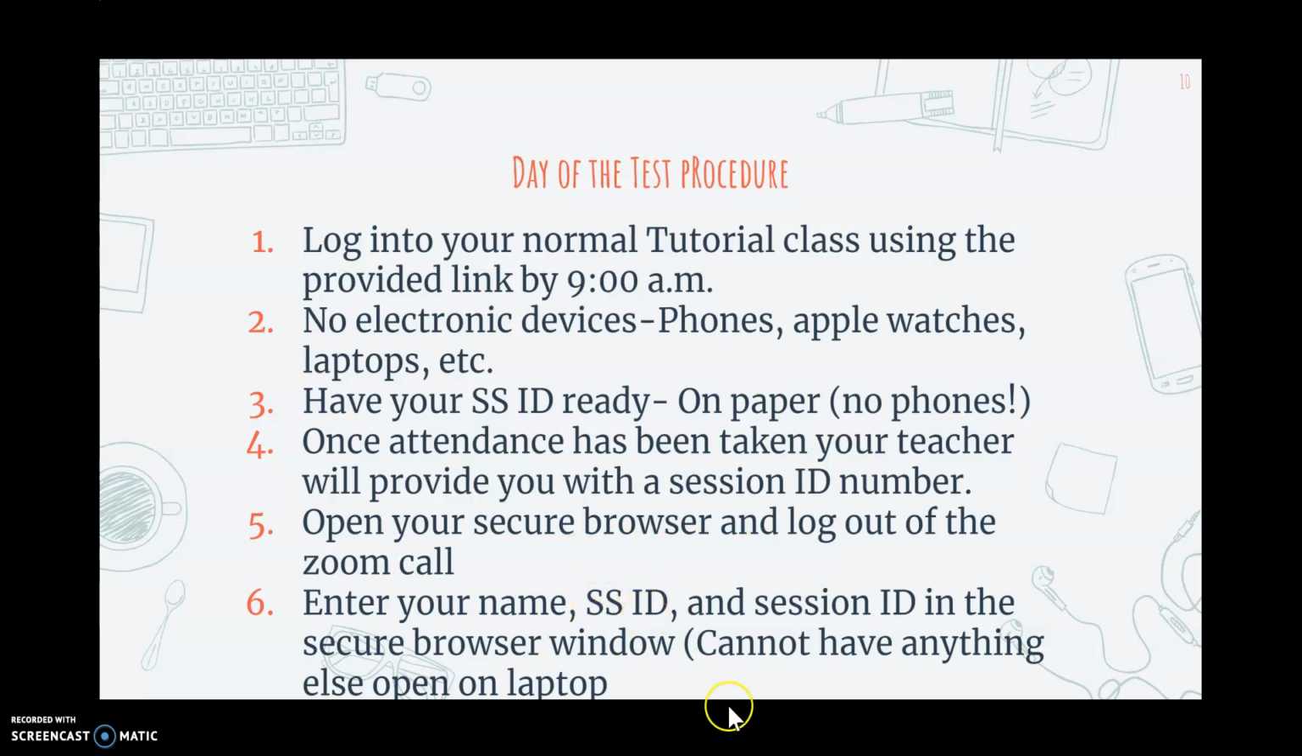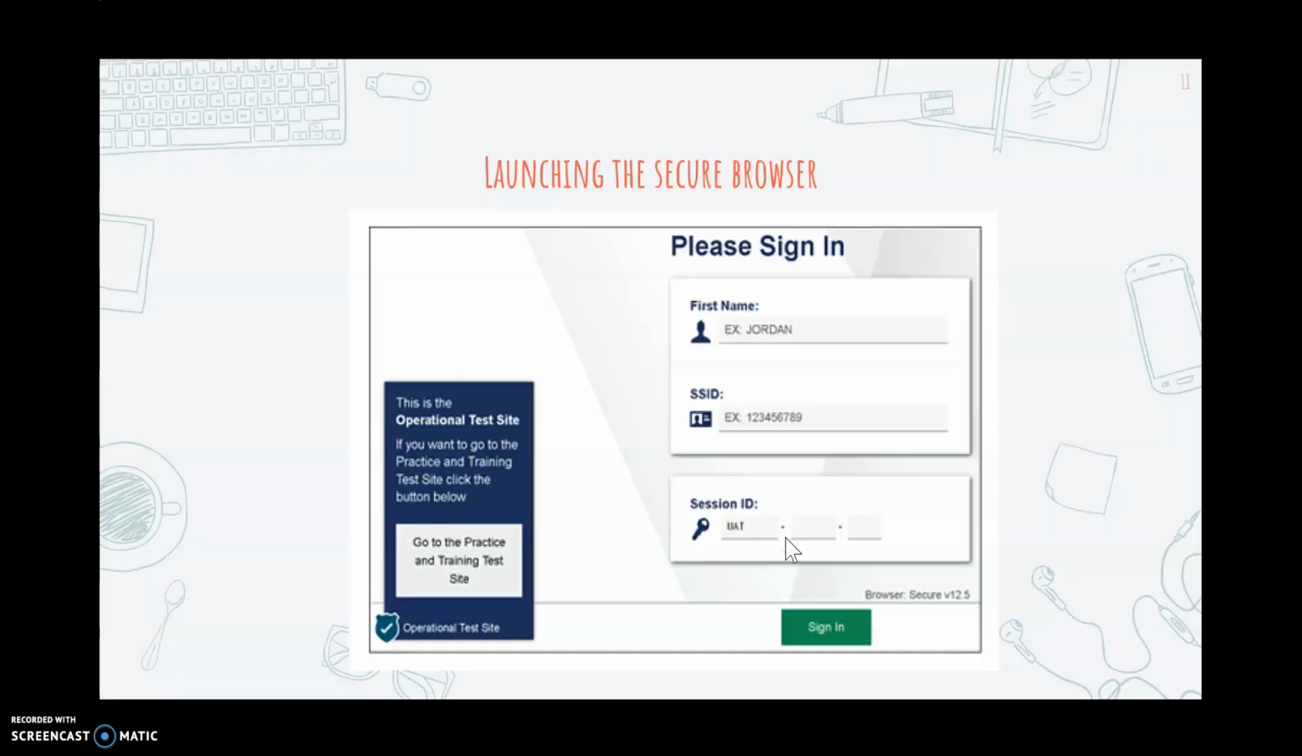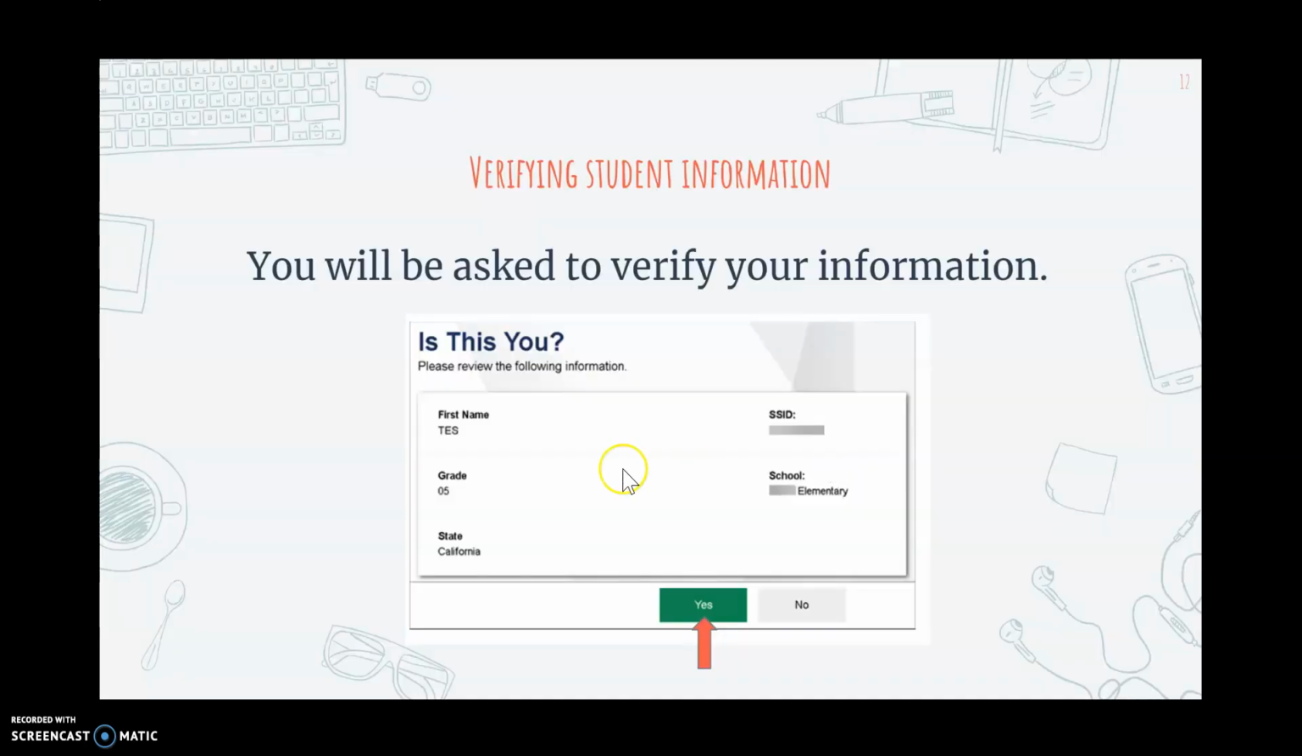And then you would enter your SSID number, and then the teacher will give you a session ID number for that portion of the test, and you'll use that to log in. Okay, so then you would have your first name, and then you'd have your SSID number, which I have, hopefully you have it written down, and then the teacher will give you a session ID for that specific test section, and then you'd hit sign in, and it would take you through this.